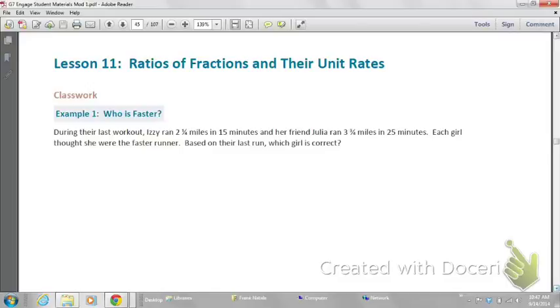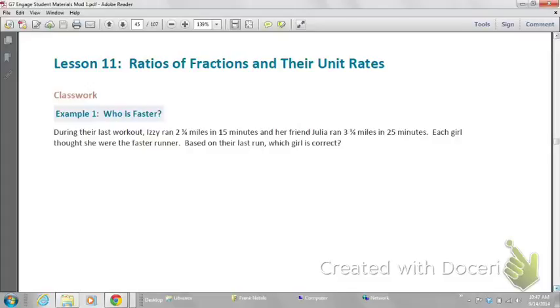Welcome to Lesson 11, and Lesson 11 begins our Unit C, which is Ratios and Rates Involving Fractions. Lesson 11 attends specifically to ratios of fractions and their unit rates. Now, this is going to be challenging for some, probably for most, and a little bit time consuming because fractions do take some more time to work with.